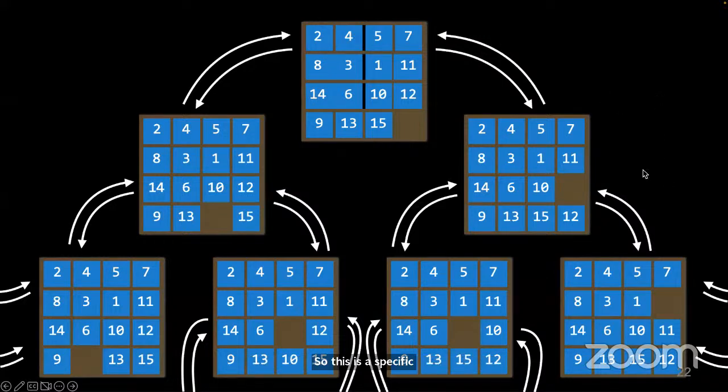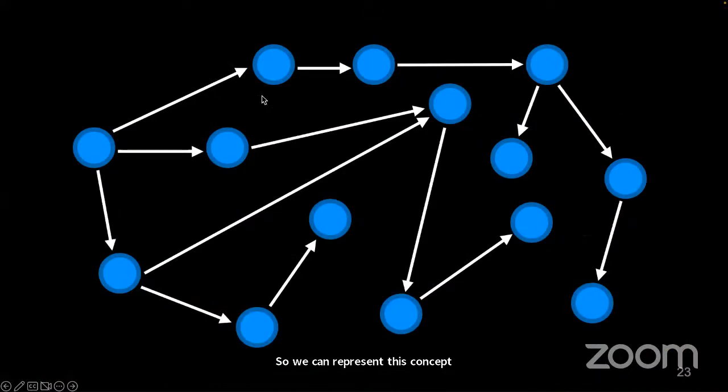So we can represent this concept in a more abstract way, which is a graph, where these circles are known as states, and these edges represent an action that is available at this state. So that's why these approaches are known as graph-based search, because we formulate our input problems into a graph.